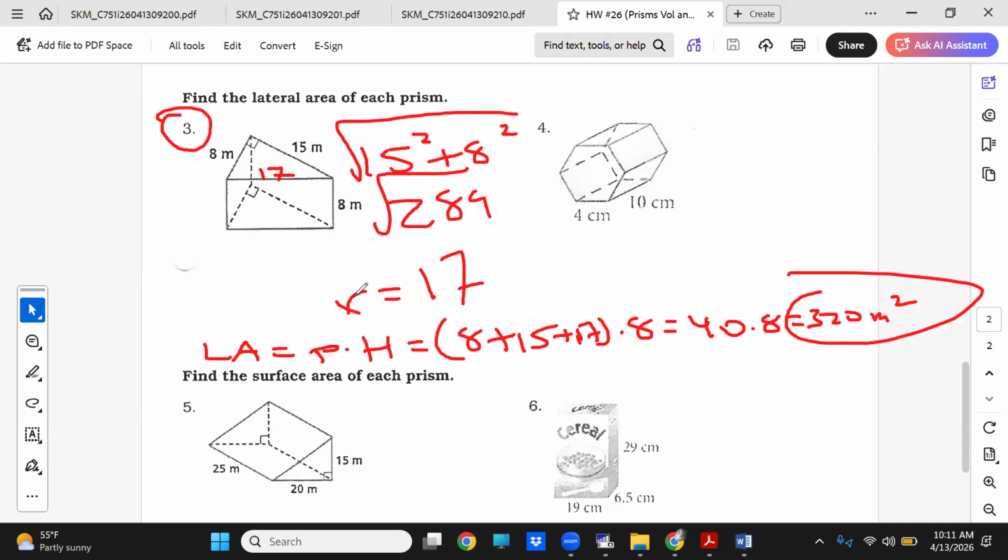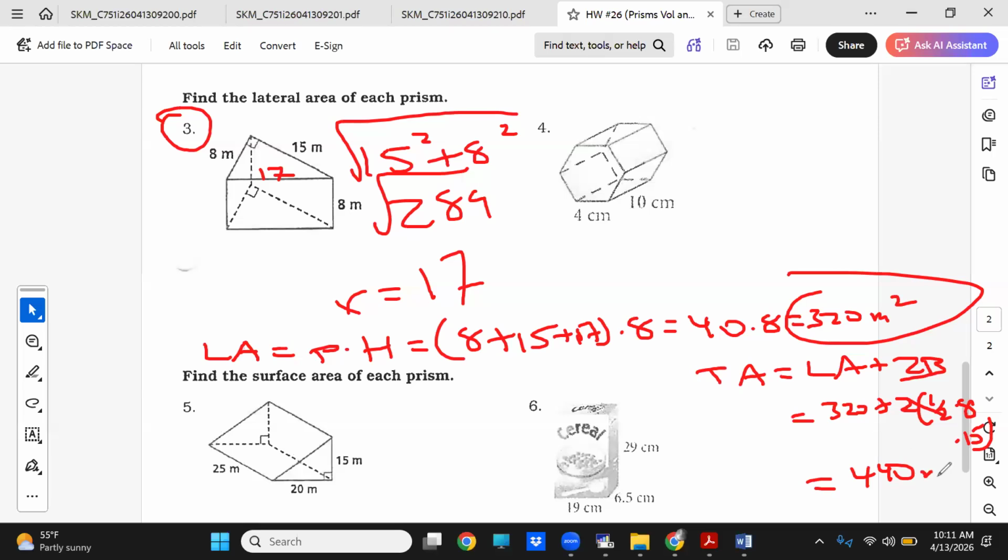That's going to be 40 times 8, which is 320. And remember, put the unit square meters. Now, what if I ask for the total area for number three? One extra step. You take the lateral area, and what do you add it to? The base times 2. And what's the area of the base? It's a triangle. So twice times 1/2 times 8 times 15. Those will cancel. That's 120. Because when you have a right triangle, the legs automatically act as your base and height. So 440 square meters, and that's good.